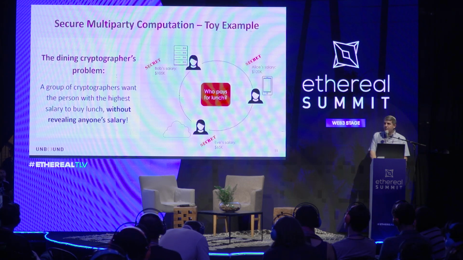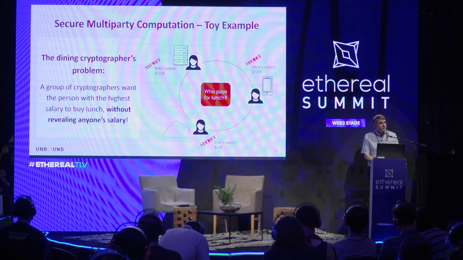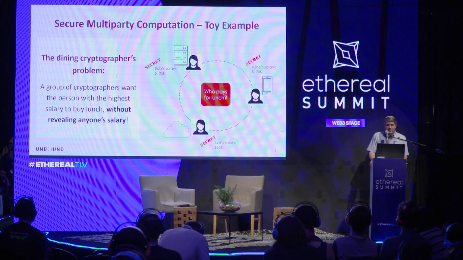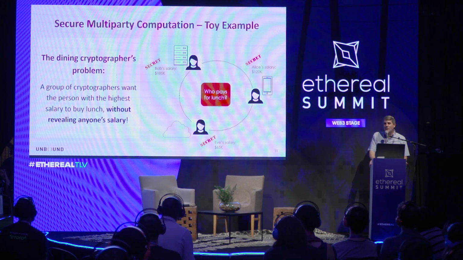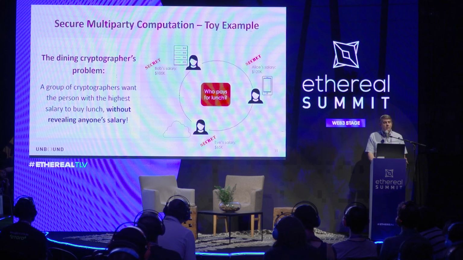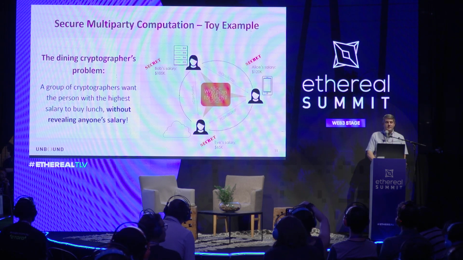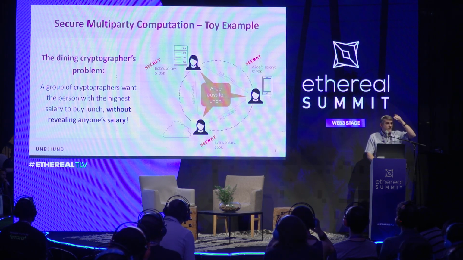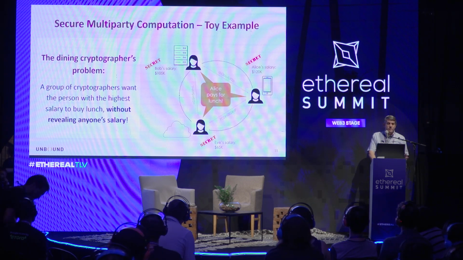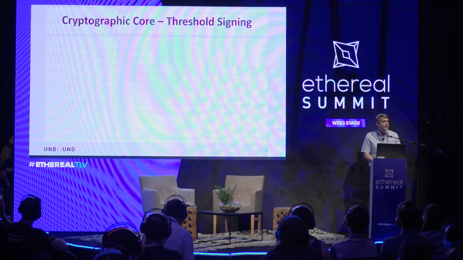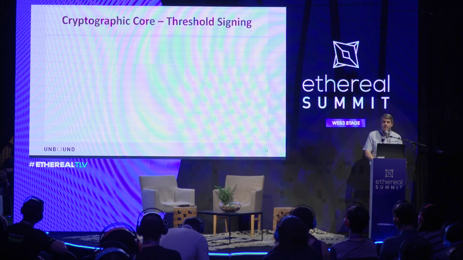So just as a toy example, this is the toy example that Yao used in the mid-80s. You have a group of cryptographers who are going out for lunch. They want the cryptographer who earns the most amount of money to pay for lunch. That happens to be Alice. You can see by their salaries, they're pretty poor. So they want Alice to pay, but Alice doesn't want to reveal her salary, and in fact, no one wants to reveal their salary, so they can run a protocol where they send messages to each other, and the result at the end is that Alice pays for lunch, but without anybody knowing anything. So that's sort of a toy example, but threshold signing is a specific case of MPC, which is relevant to what we're talking about here.